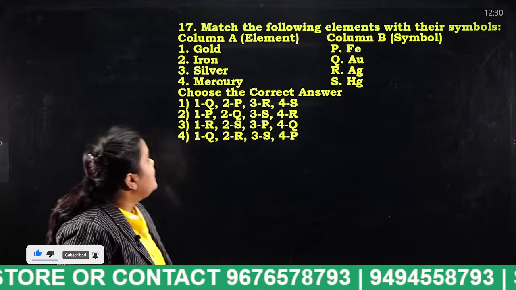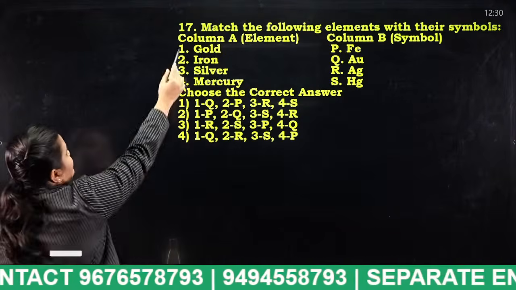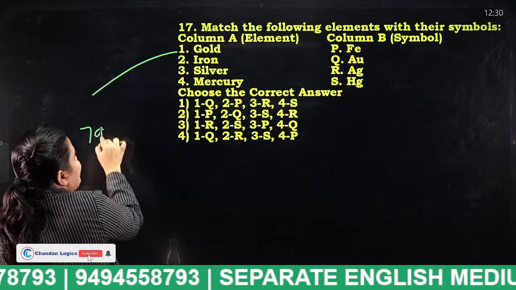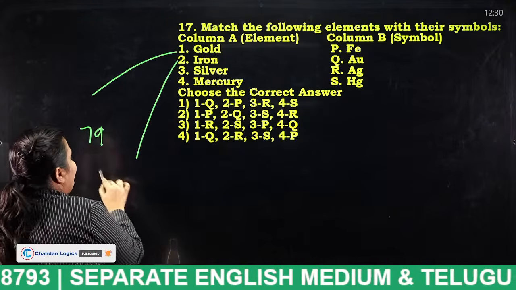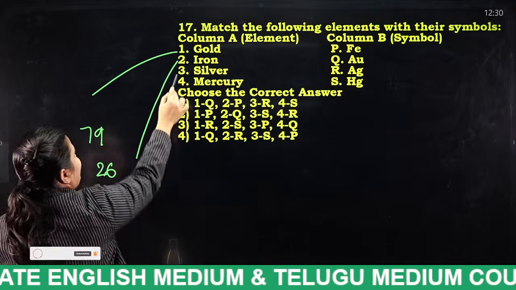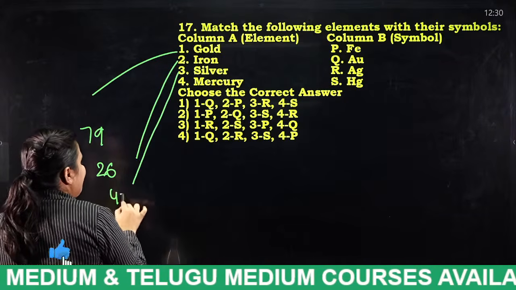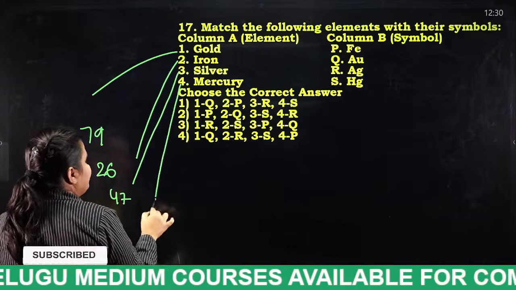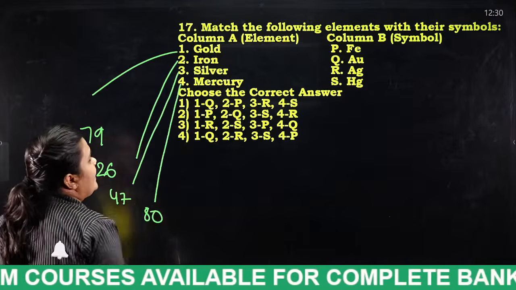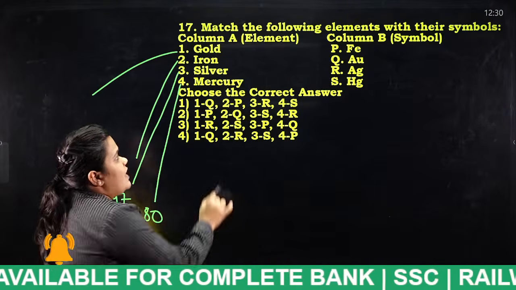Yes. Okay. So, what is the atomic number of gold? 79. What is the atomic number of iron? 26. What is the atomic number of silver? 47. What is the atomic number of mercury? 80.